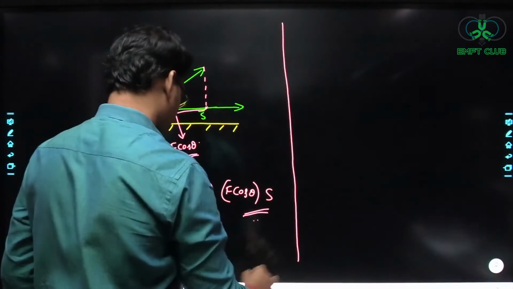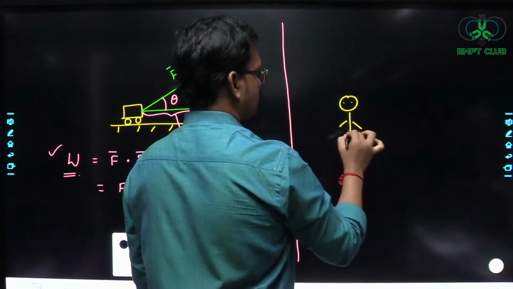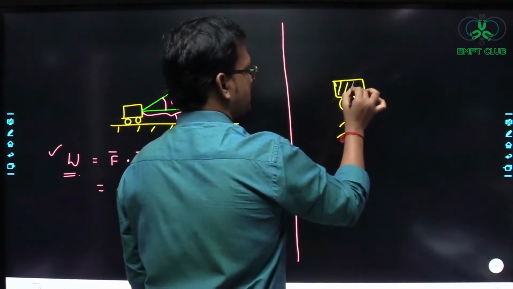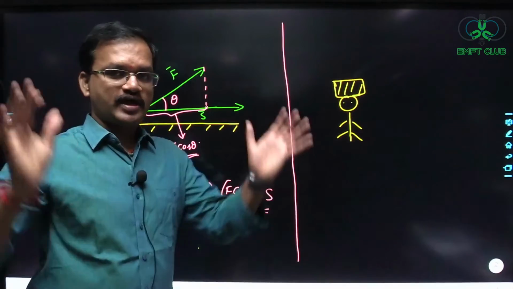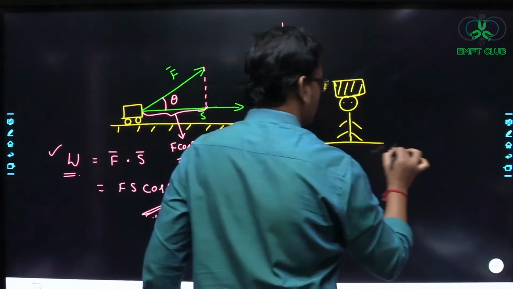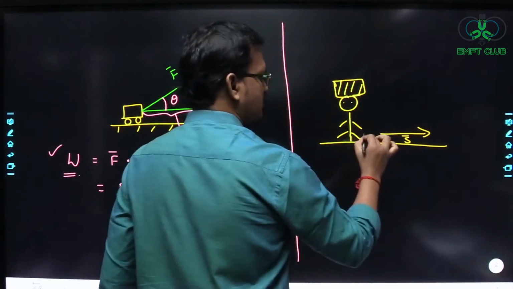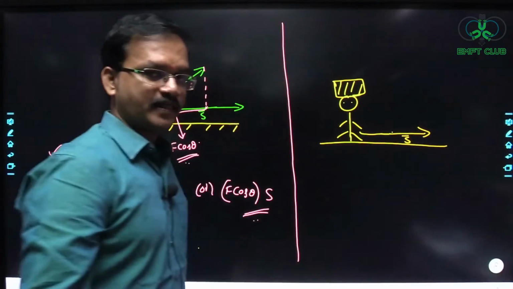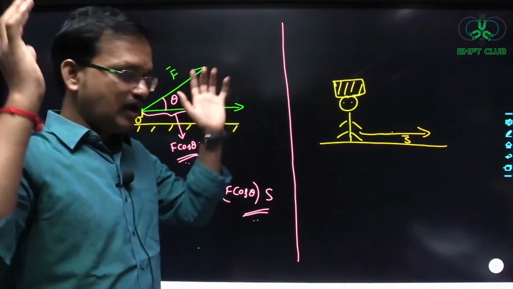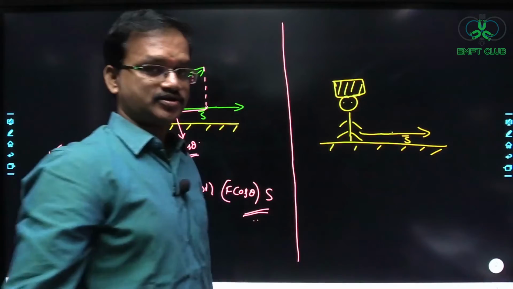One more thing here, I will take another example. See here, suppose a person is carrying a luggage. A person is carrying a luggage over his head. So he has kept the luggage over his head, like this, right? And he is walking along the surface. So that means the displacement is in this direction. He is keeping the luggage on his head and walking along the surface, so the displacement is in this direction.